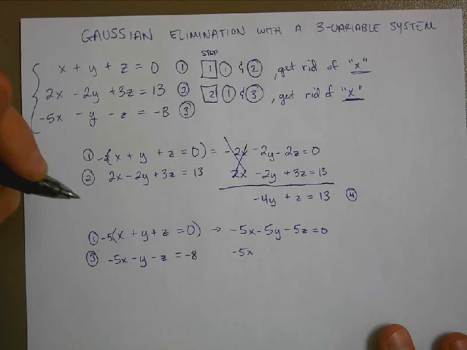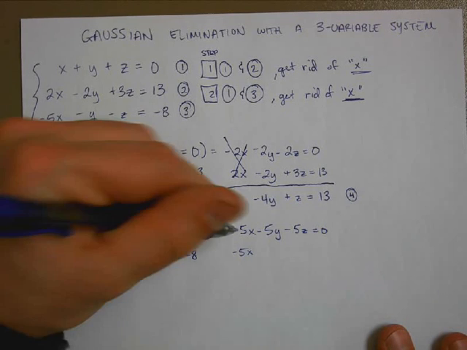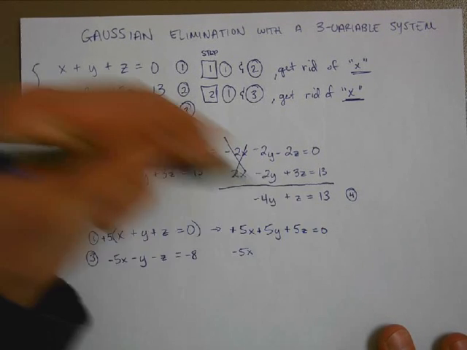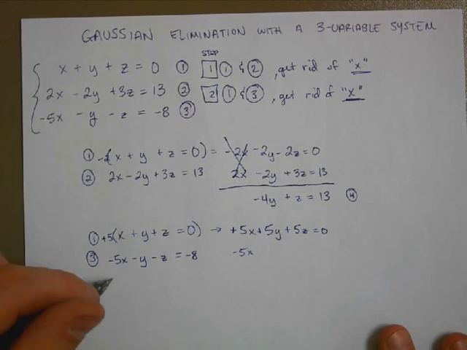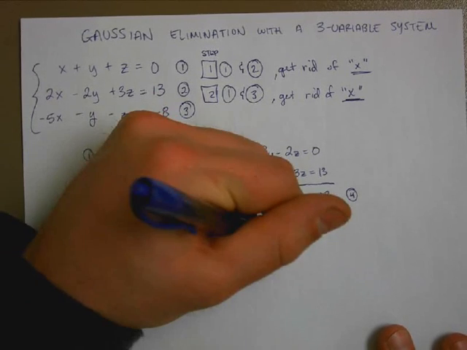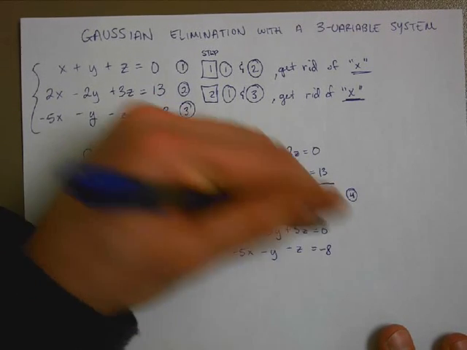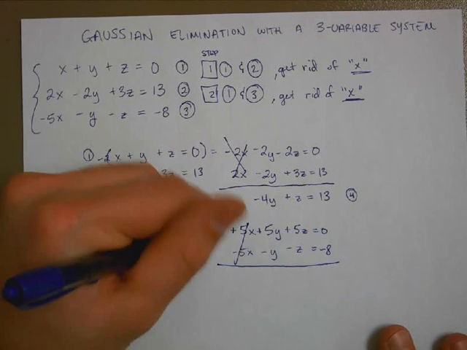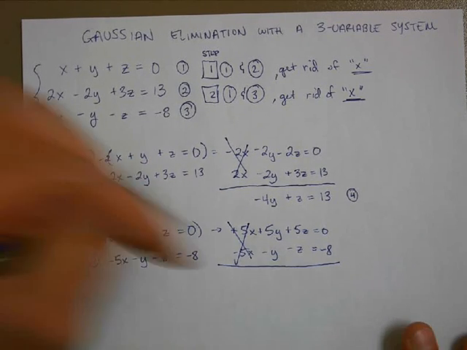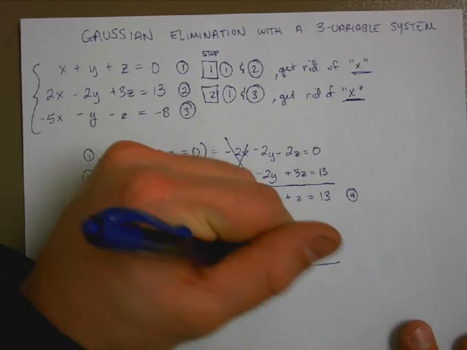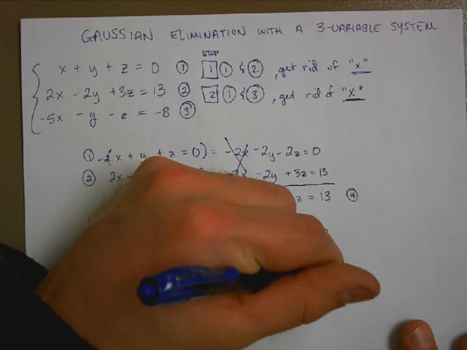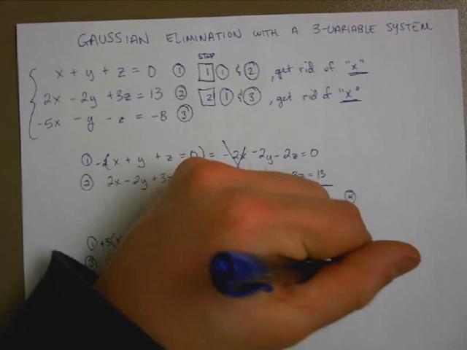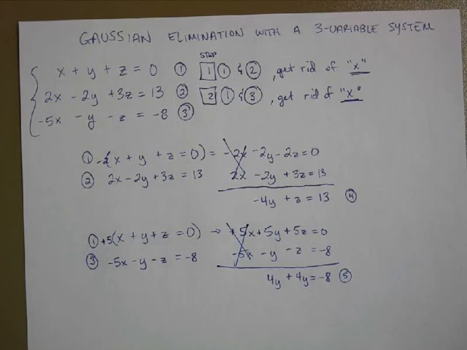So I have -5x, whoops, I need to make that a positive 5. What am I doing? 5x plus 5y plus 5z is equal to 0, and -5x minus y minus z is equal to -8. I add these up. They go away like I wanted them to. I end up with 4y plus 4z is equal to -8. We're going to call this equation 5.